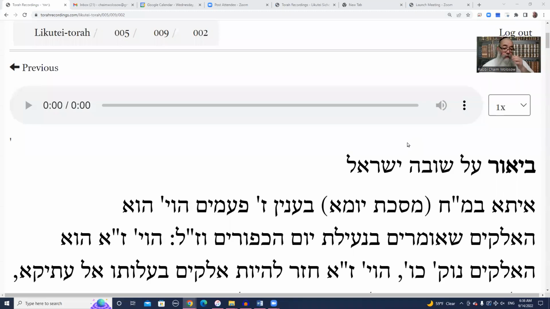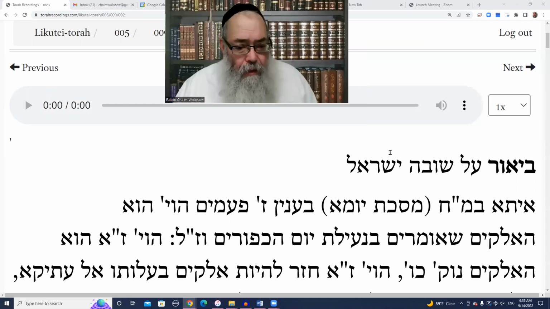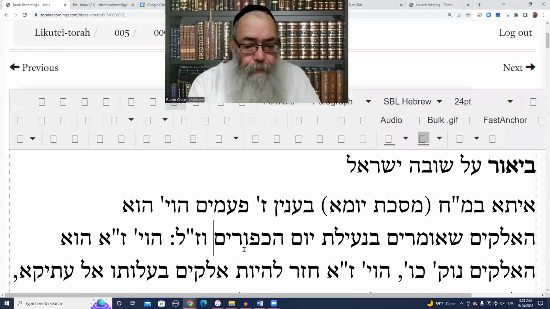Okay, so let's start now the second Maamar in the Shabbat Shuva. This Maamar is Biur al Shuva Yisrael. So it says in the Mishnas Chasidim, Maseches Yuma, regarding the seven times we say "Hashem Hu HaElokim" during the Ne'ilah of Yom Kippur.